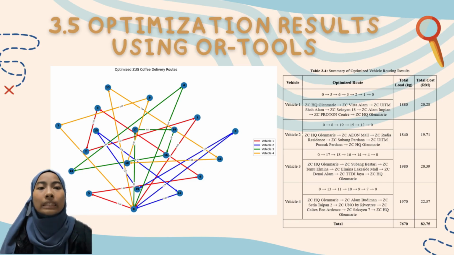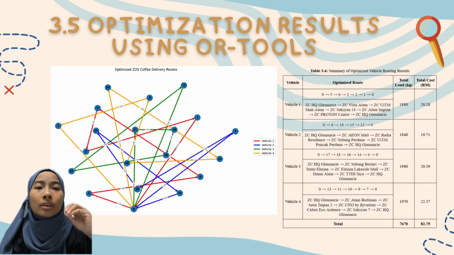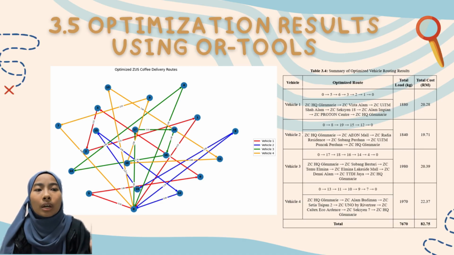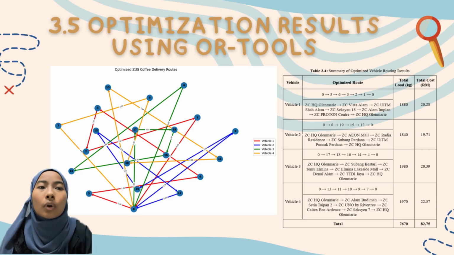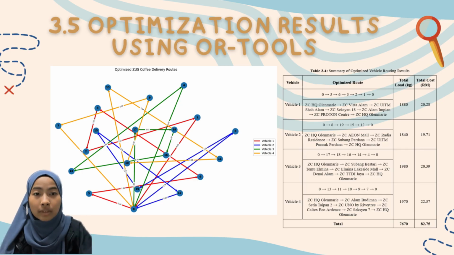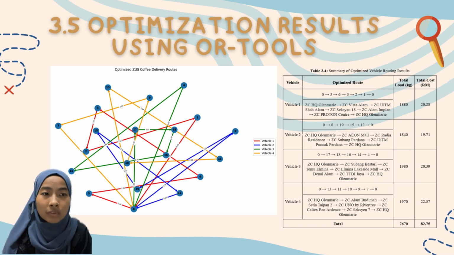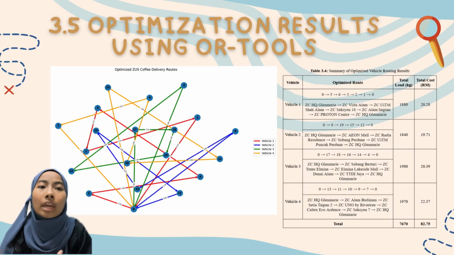From the result, all 19 customer outlets were successfully allocated among the 4 vehicles with a total inventory demand of 7,670 kilograms. The load carried by each vehicle is below the maximum capacity limit of 2,000 kilograms. In terms of transportation cost, vehicle 2 required the lowest cost with 90 ringgit and 71 cents, while the total transportation cost for all 4 vehicles is 82 ringgit and 75 cents. So overall, this result demonstrates that the CVRP model solved using Google OR tools successfully generates feasible and efficient delivery routes by considering both customer demand and vehicle capacity constraints.